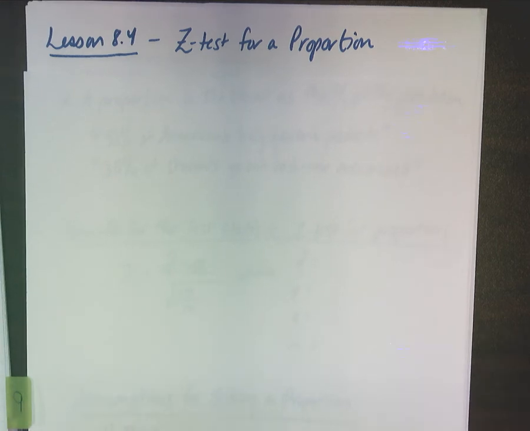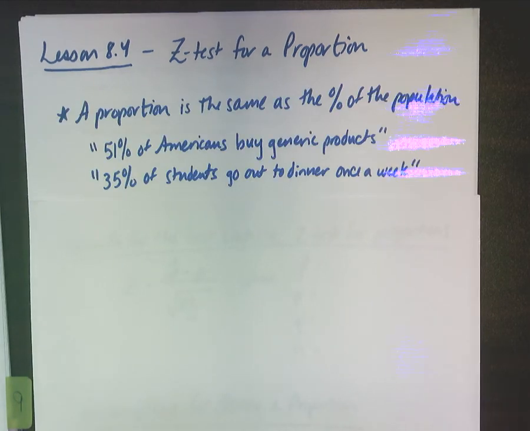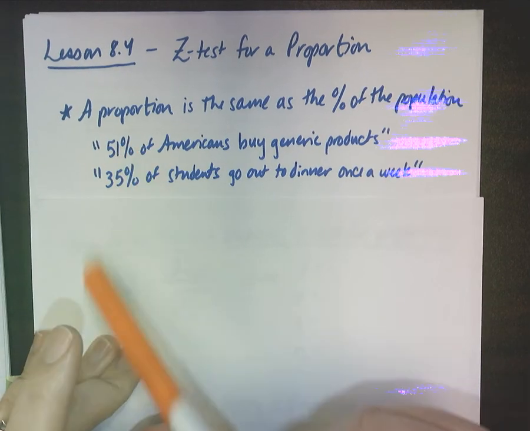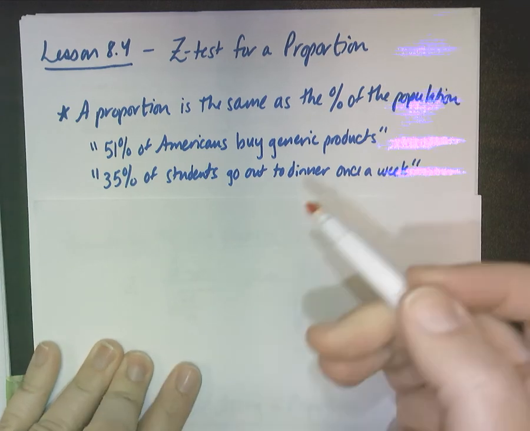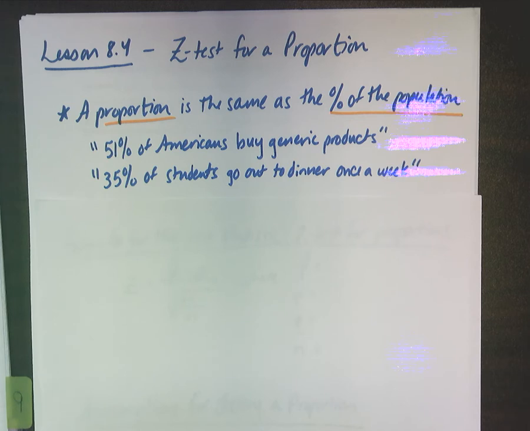Again, I've pre-written these notes, so you can pause this at any time. Again, recall with me what a proportion is. It's that percent of the population. That's what the proportion is. So if I said 51% of Americans buy generic products, or 35% of students go out to dinner once a week, that's the percent of the population.